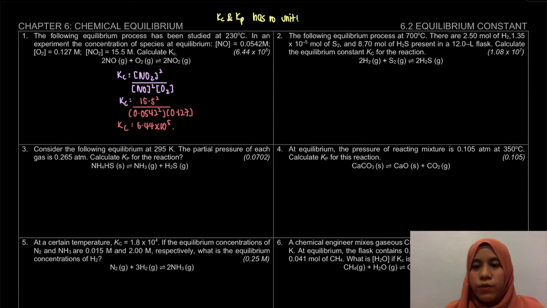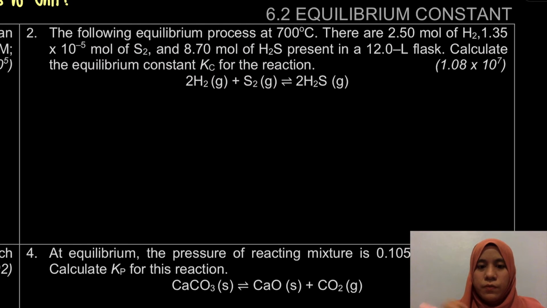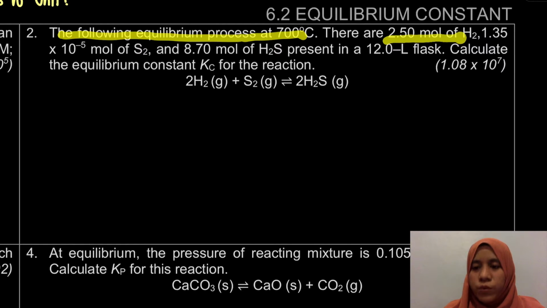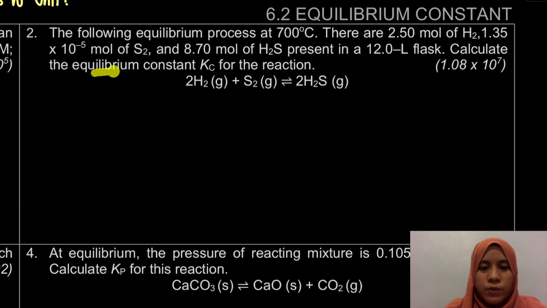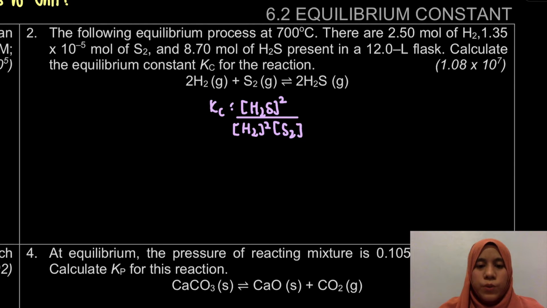Okay, so now let's look at question number 2. The following equilibrium process at 700 degrees Celsius. There are 2.5 mole of H2, 1.35 times 10 to the negative 5 mole of S2, and 8.7 mole of H2S present in a 12 liter flask. Calculate the equilibrium constant for the reaction. So again, for the Kc, remember, we have to write down the equation first. Okay, so we have written down the Kc.